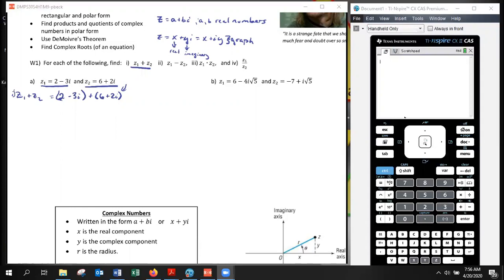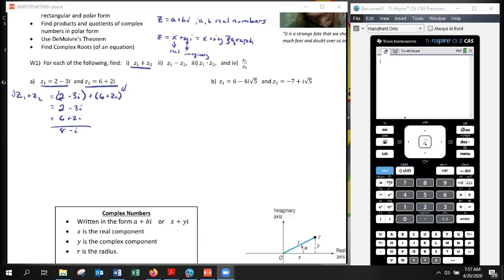The way that we add these is simply line them up. We're going to be adding like terms, 6 plus 2i. So we add our real component to our real component. 2 plus 6 is 8. Negative 3 plus 2 is negative 1. So we end up with 8 minus i.